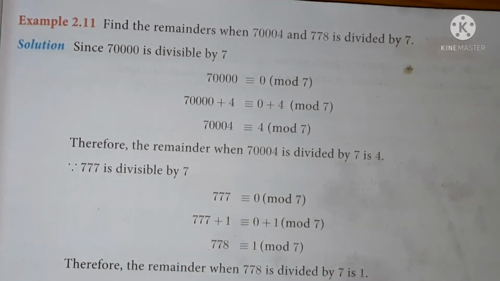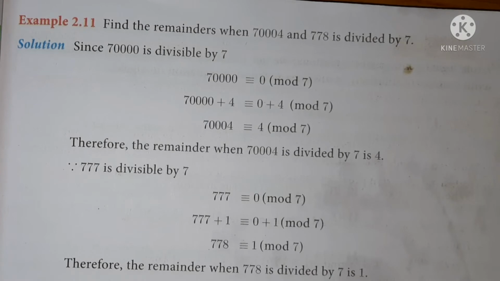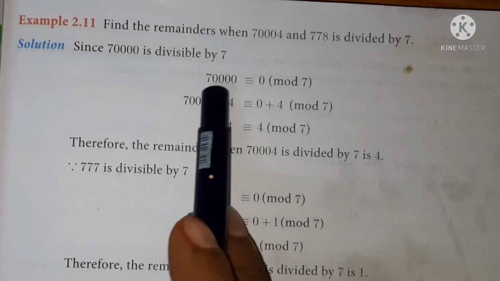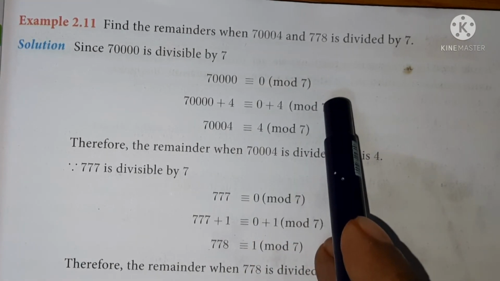Example number 2.11. Find the remainder when 70,004 and 778 is divided by 7. Since 70,000 is divisible by 7, when 70,000 is divided by 7, we get the remainder 0. So you write 70,000 congruent 0 mod 7.